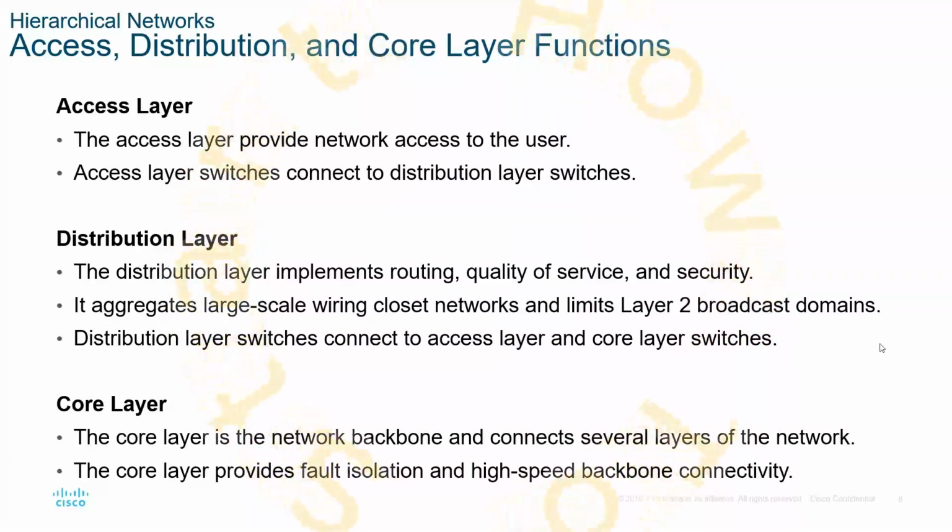So essentially, let's say we have a 7-building campus. Each building will probably have its own distribution layer, and each floor of those buildings may have their own access layer. We have our core layer that actually interconnects all of the different buildings.